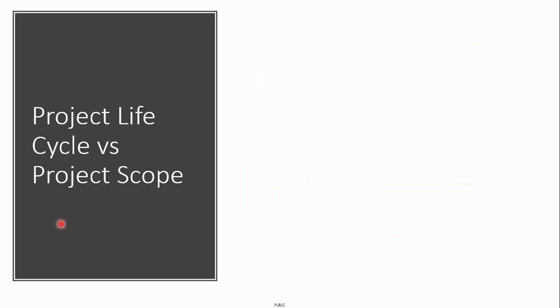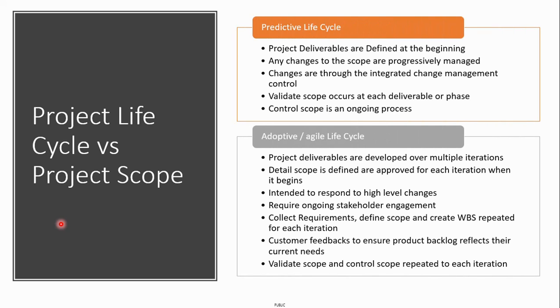As a project manager, you have to understand the project life cycle has a greater dependency on the project scope and the gathering of the requirements of the project scope. On the predictive life cycle, where the planning happens at the beginning of the project, and you devote much time at the beginning of the project for the planning process, the project deliverables are defined at the beginning of the project, and any changes to the scope are progressively managed.